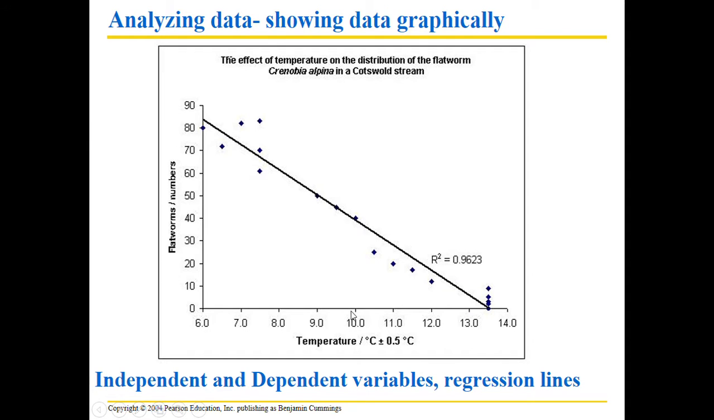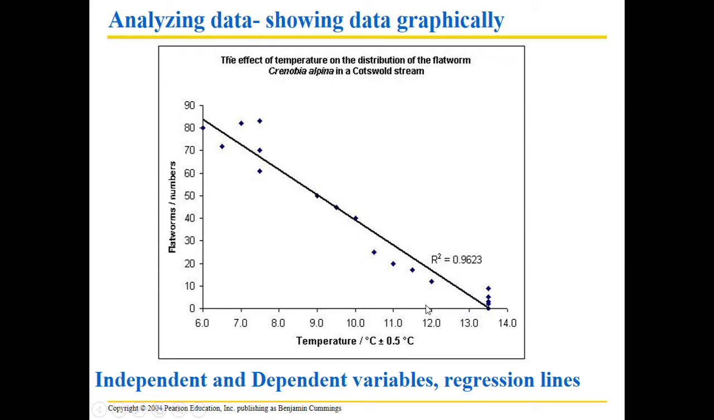So at 10 degrees Celsius, we see about 40 flatworms. So all these little data points are telling us what's happening. At 6 degrees Celsius, we see 80. At 6.5, we see 70. And that's what all of these little data points are telling us.